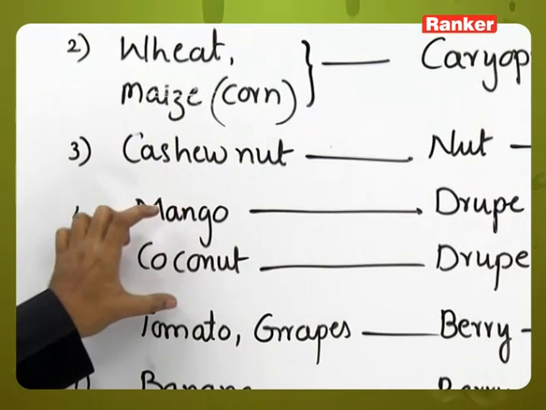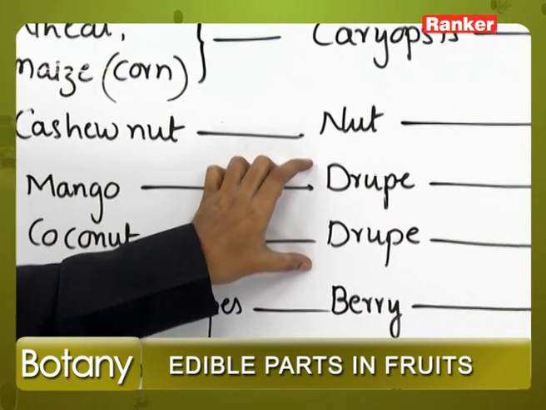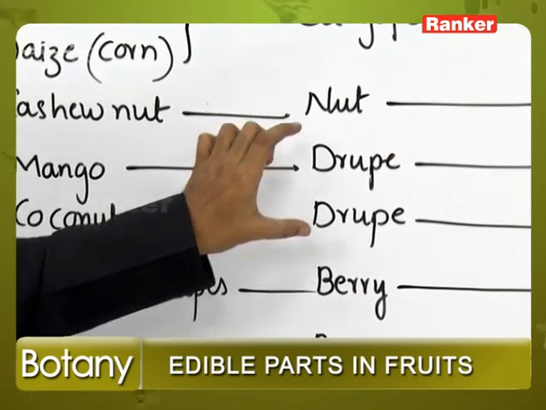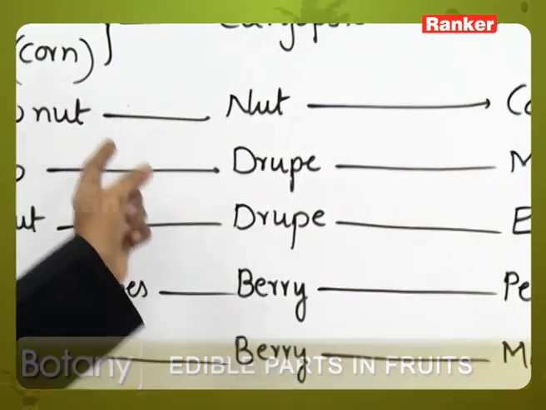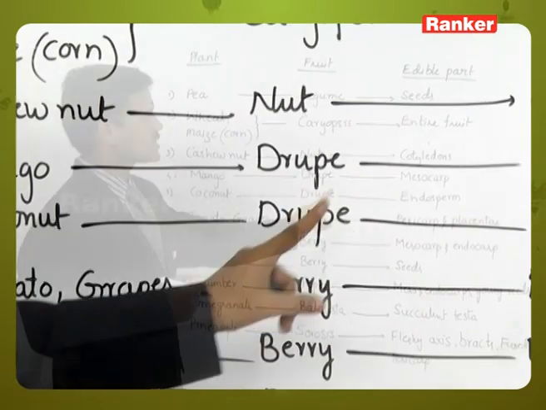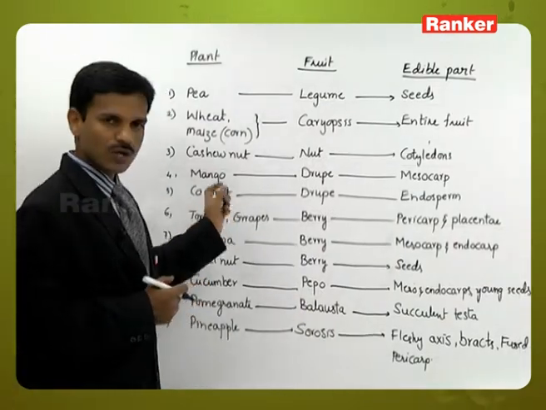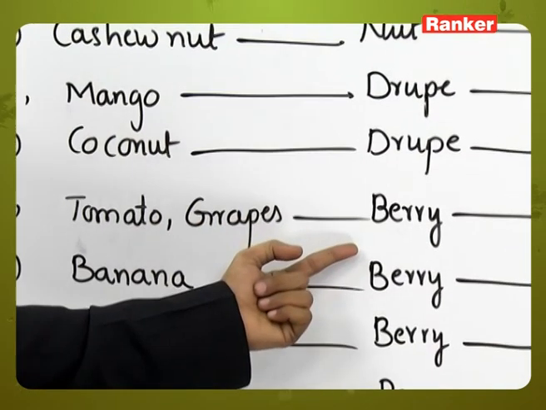In mango and coconut, in these 2 plants, the drupe type of fruit is present. Here the stony endocarp is present, and in mango the edible part is mesocarp, and in coconut the edible part is endosperm.